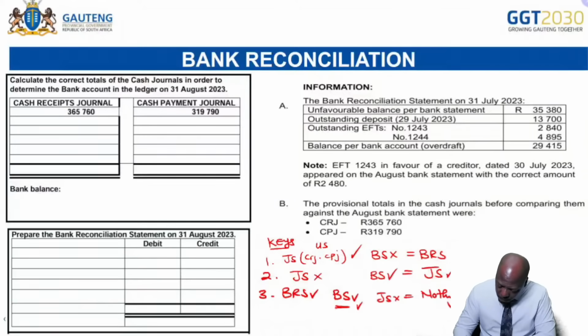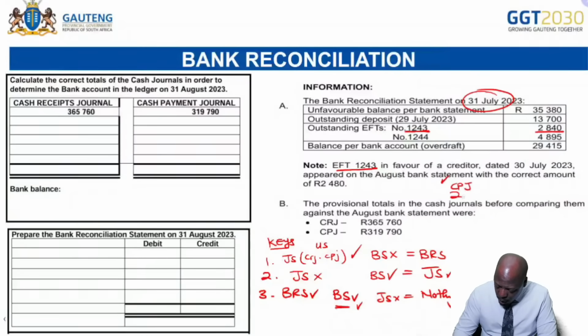Okay, let's go and see here. So here we're given the previous month's BRS, which is for the month of July. And then we're given an outstanding deposit, outstanding EFTs, and then we're told, note, EFT 1243, which is this one, in favor of a creditor. So we're paying a creditor with this EFT, dated on the 30th of July 2023, appeared on the August bank statement. So remember why it was in the BRS. It was in the BRS because we had recorded it in the CPJ. And now we are told that it has appeared on the bank statement, but the amount on the CPJ would be this one, the 2840.